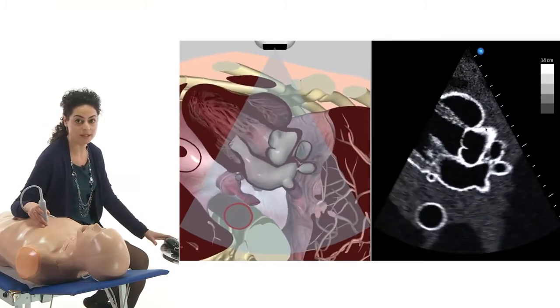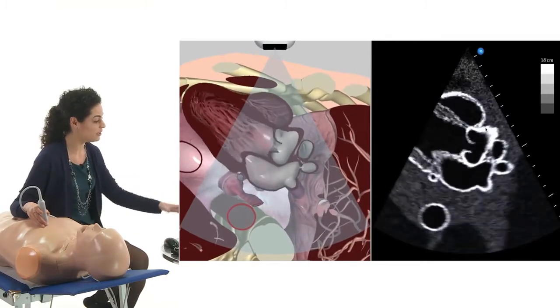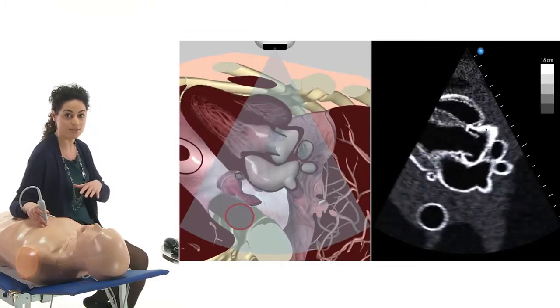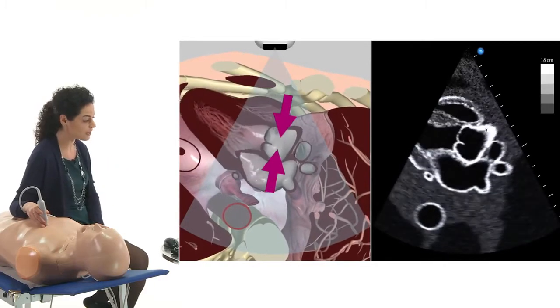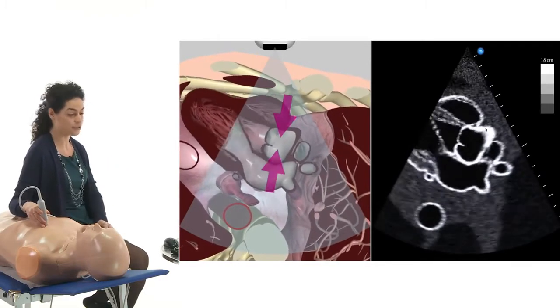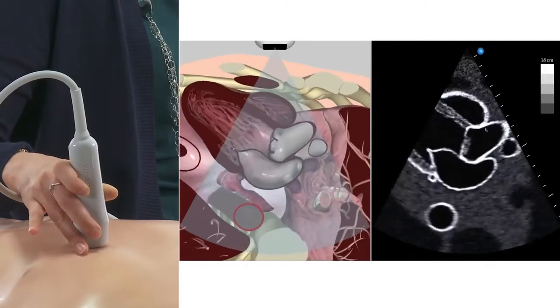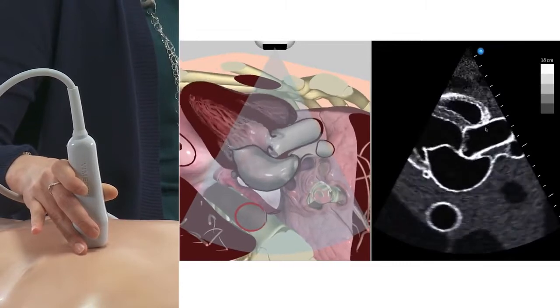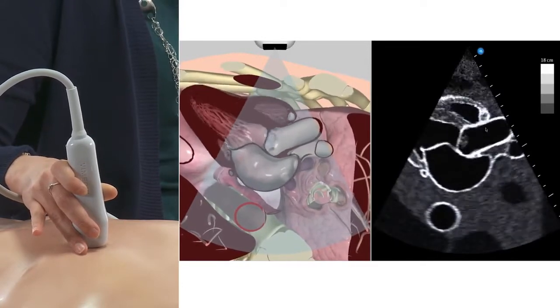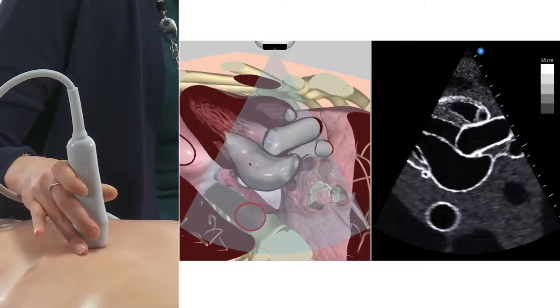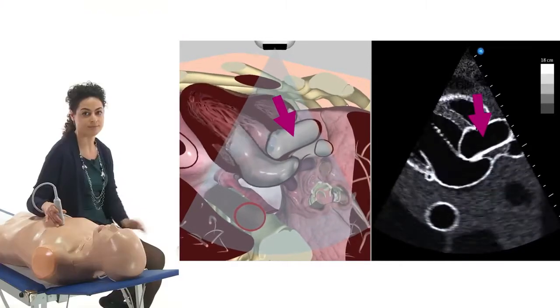In the anatomical part of our screen, you can understand why in this view we only see two cusps of it. And really nice, I'll tell you a trick. When you tilt the transducer like this, you can have a better view of the ascending aorta. So here and here, as simple as that.